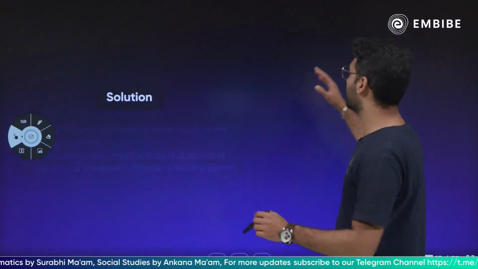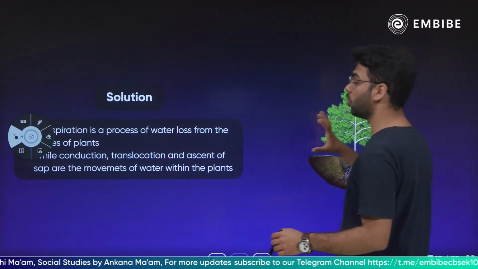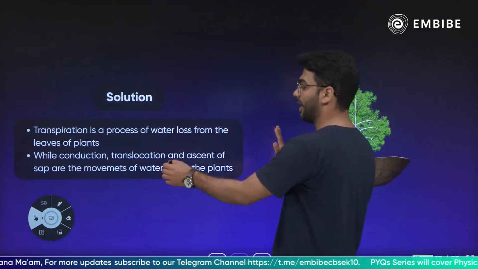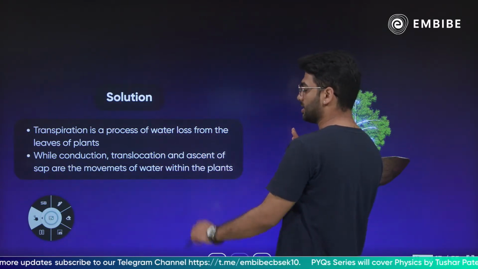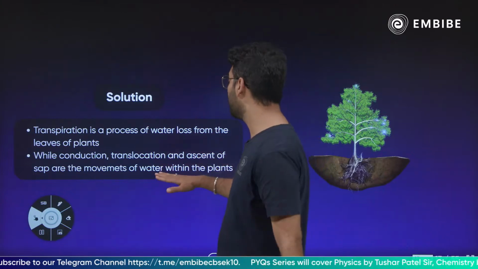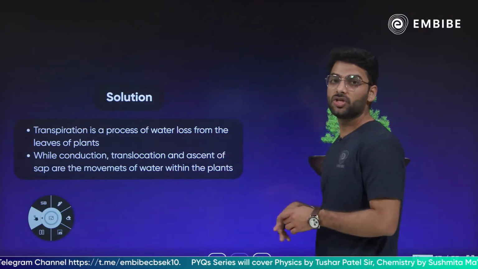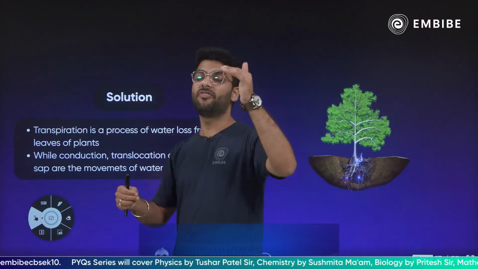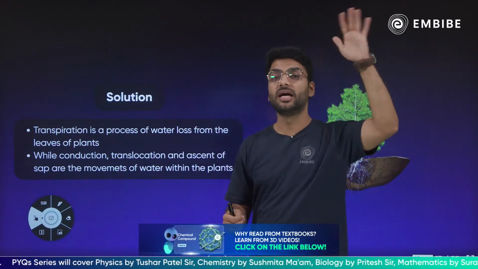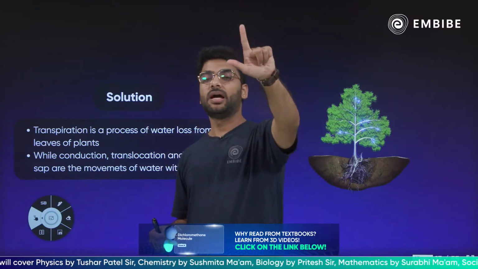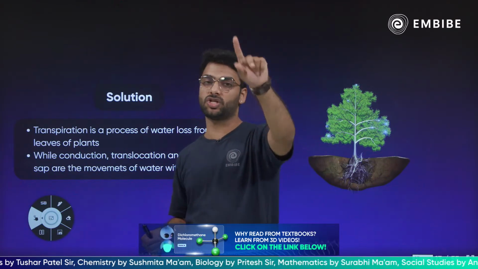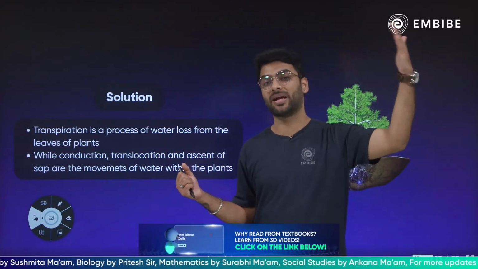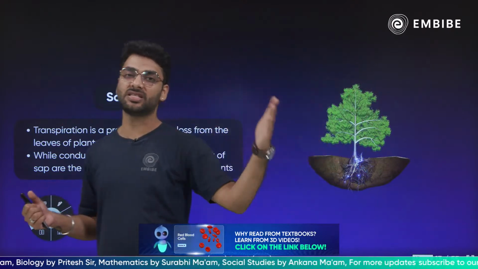Now, why conduction, translocation या ascent of sap is not the answer? Because transpiration is the loss of water, whereas conduction, translocation and ascent of sap, they are the movements of water within the plant. So conduction, translocation and ascent of sap is within the plant, whereas transpiration is from the leaf. So ascent of sap, conduction and translocation all happen in the vascular bundle, lekin transpiration happens through the stomata on the leaf surface, and that is why this is wrong.